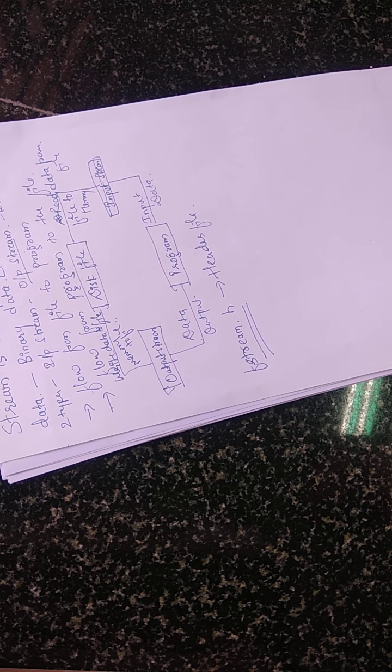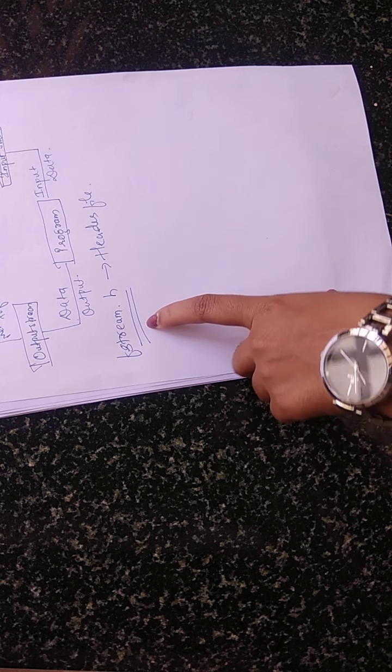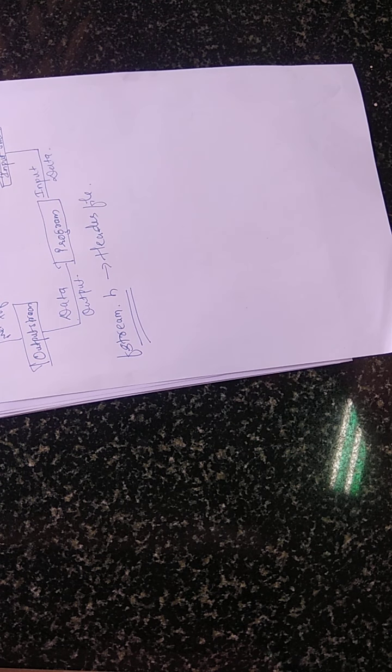Fine. So this fstream.h header file is used in C++ when we are performing input and output operations on files. When we are performing input and output operations on file data, we include a header file from the standard library of C++, and that header file is called fstream.h.